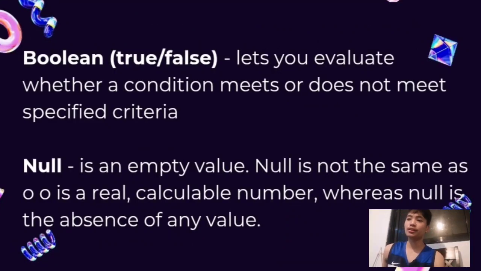So second, we have null. Null is an empty value. Null is not the same as 0 as a real calculable number, whereas null is the absence of any value. So null and 0 are not the same. Null means there is no value, but 0 has a value. So null means nothing, or no value, in the sense that a variable intentionally has no value yet. So I have here the example: let username is equal to null. So 0 is a number, while null means no value.